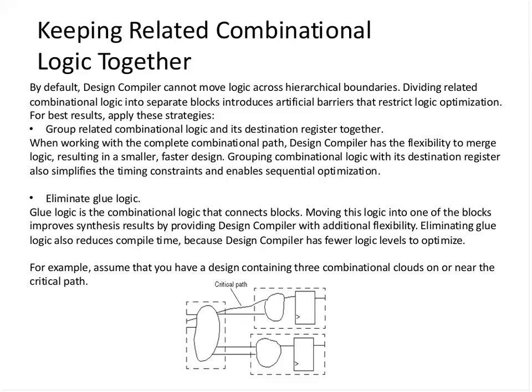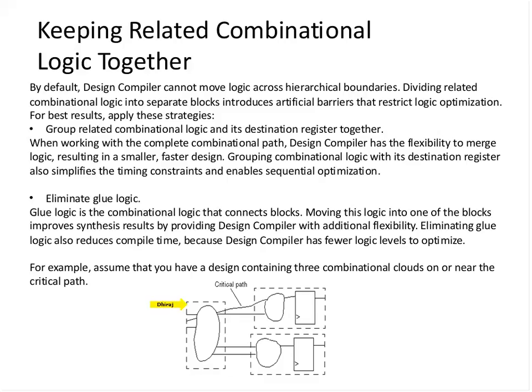Now we should try and avoid glue logic at the top level. The top level will simply connect the designs together, and if we have glue logic at the top level, we again have boundaries, we have sub designs. So Design Compiler will not optimize the glue logic effectively. Instead, we should move this logic into one of the blocks, either the source block or the target block. Now this gives flexibility again to Design Compiler to optimize that.